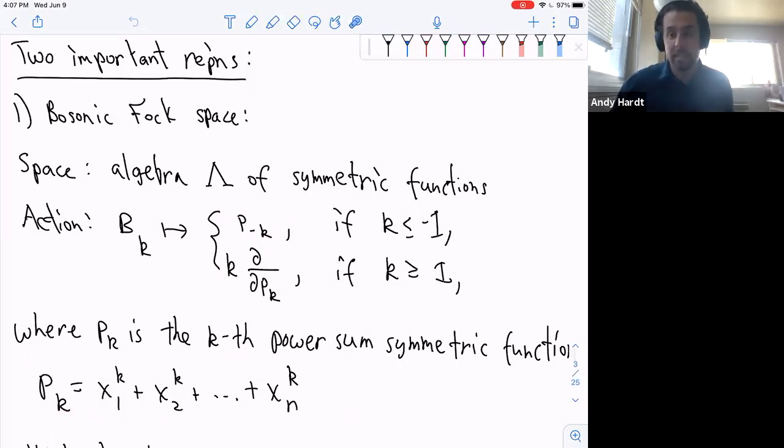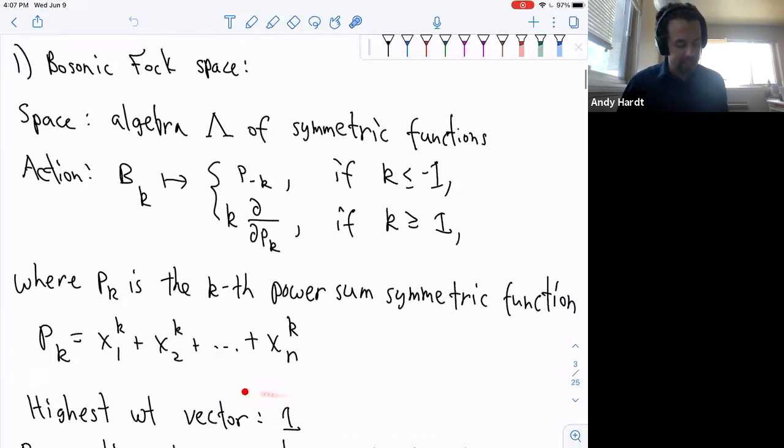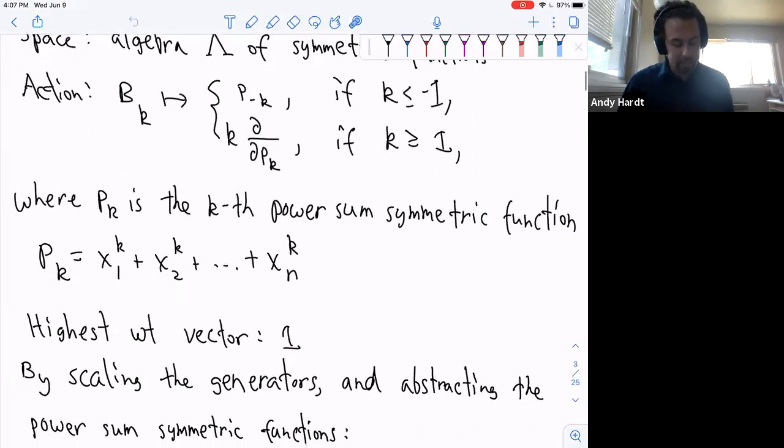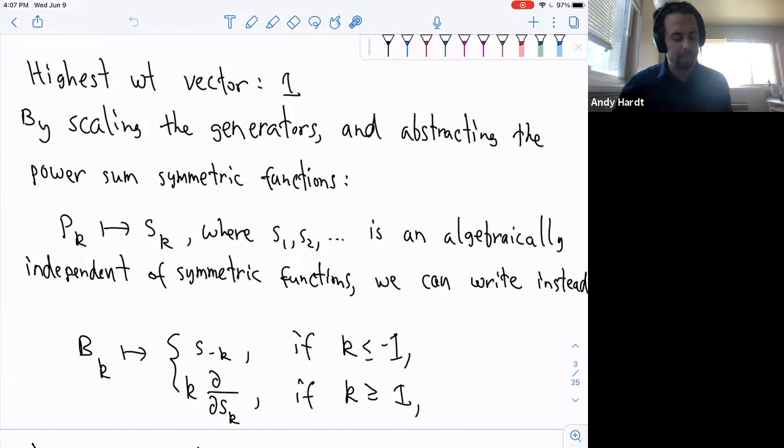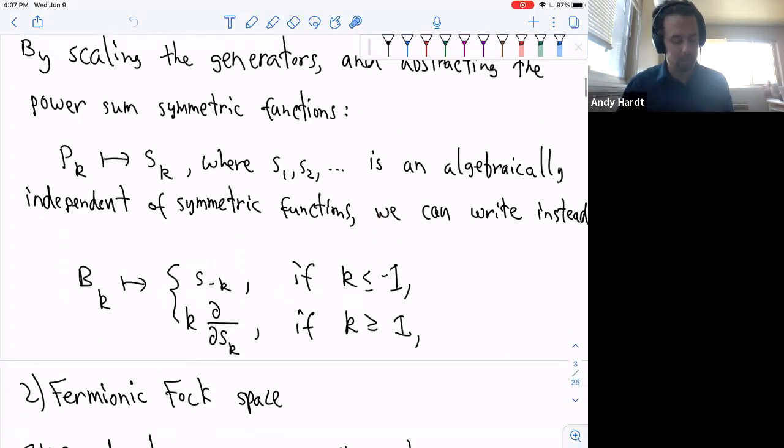And a lot of what we're doing here is essentially changing this to some other function and seeing what happens. And so in this case, the highest weight vector is just the polynomial 1. And like I just said, it's a little bit technical, but if we're willing to scale the generators, instead of the power sum symmetric functions, we can replace them with other algebraically independent sets of symmetric functions. And so we're going to slightly generalize how this bosonic thing works, but because we can scale the generators, it's nothing to really worry about too much.